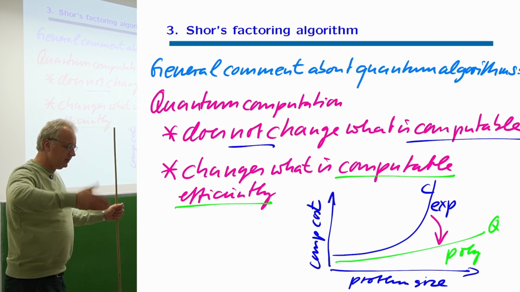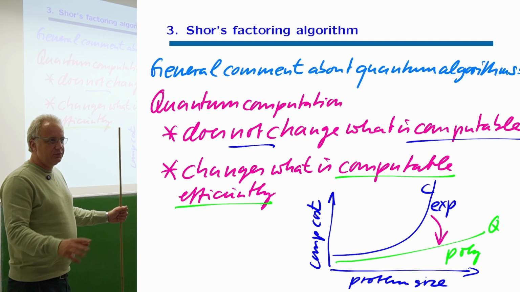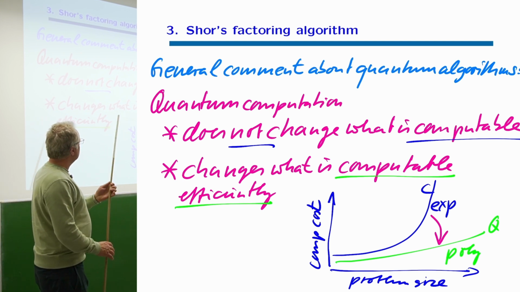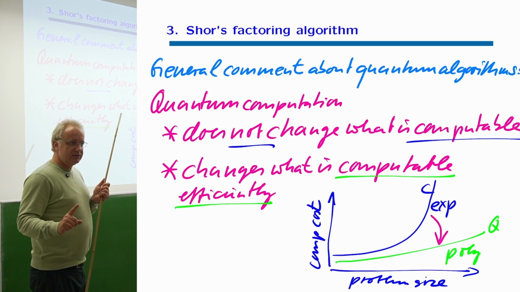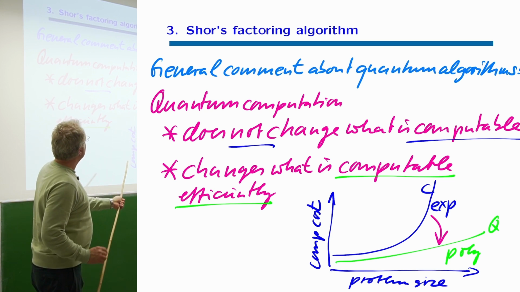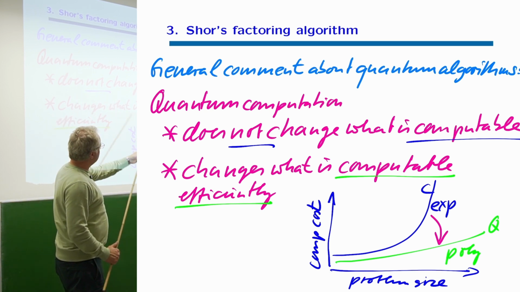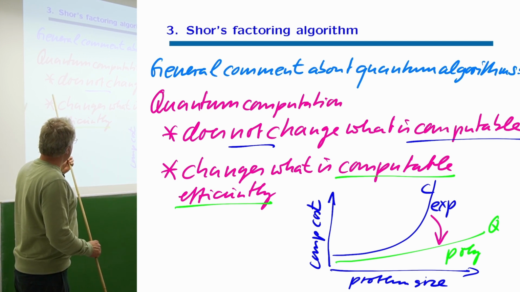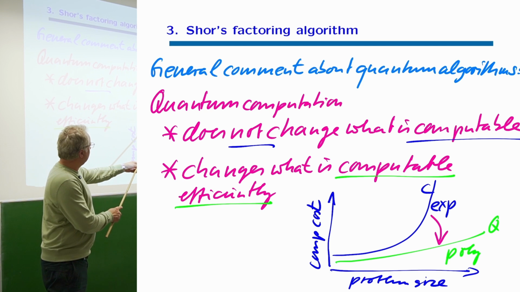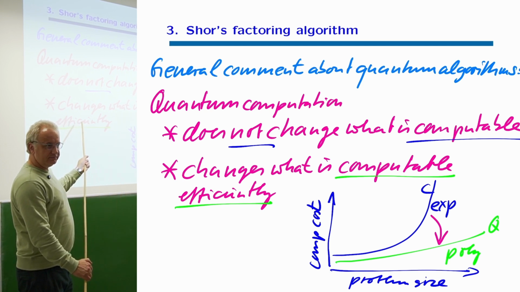I mean, you can write down the state of the quantum computer before and after every operation, so you can classically simulate it if you're not concerned about efficiency. So, yeah, quantum computing does not change what is computable. What quantum computation changes is what is computable efficiently.